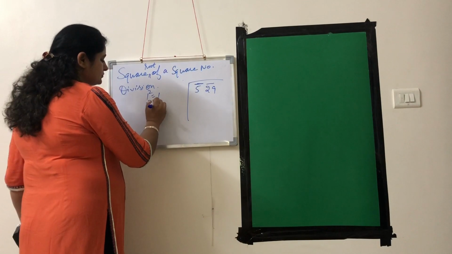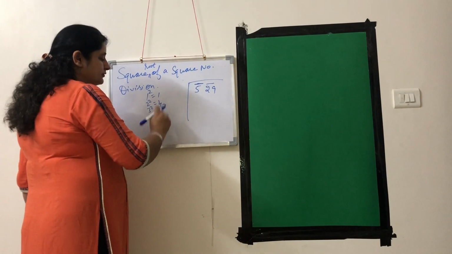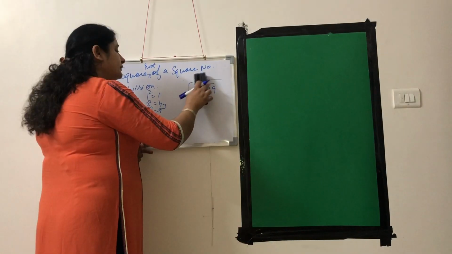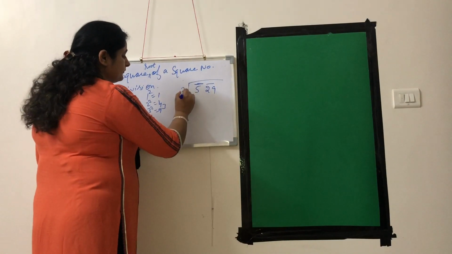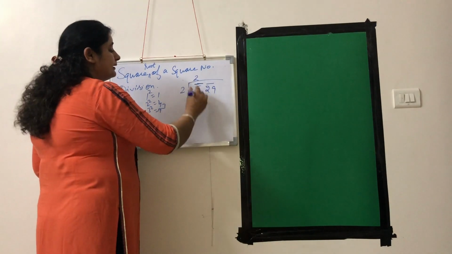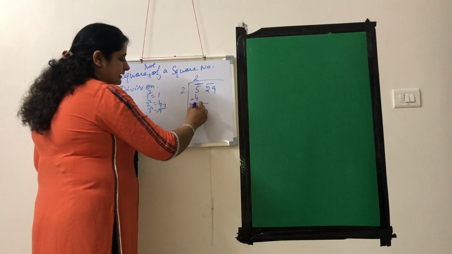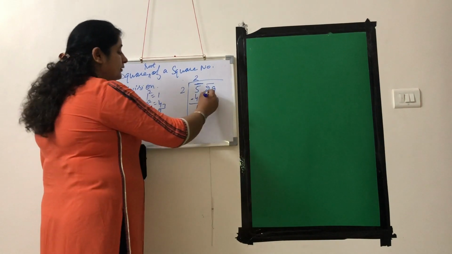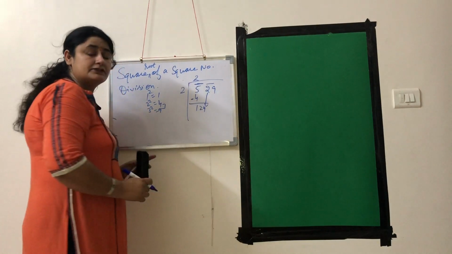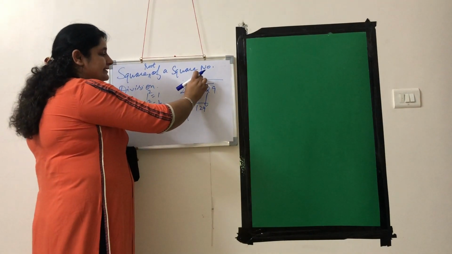Now, 2 square is 4, 3 square is 9. So 5 lies between 4 and 9, but 9 is more than 5. So it should be 2 and the quotient will be the same, that is 2. 2 multiplied by 2 is 4 and we'll subtract simply. We'll get 1 as remainder and we will take this 29 on the right side of this remainder to make the new dividend. Now what is the next step?